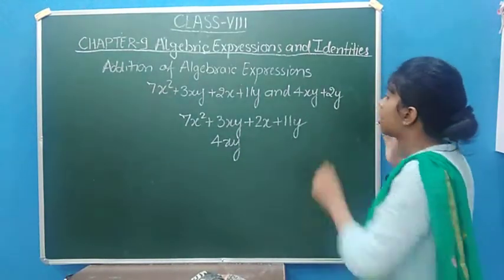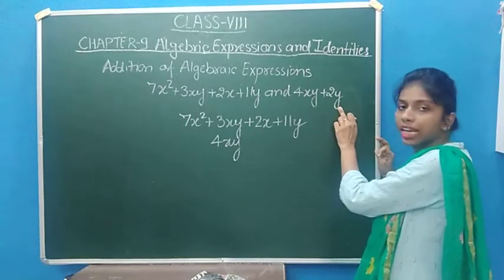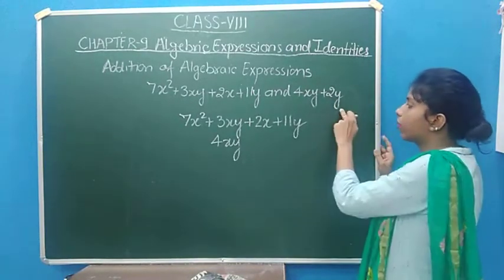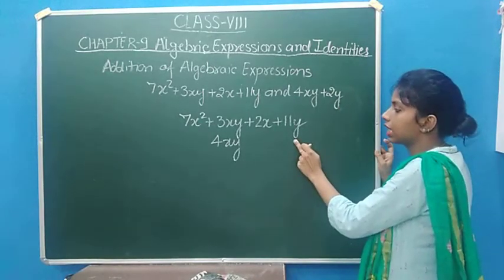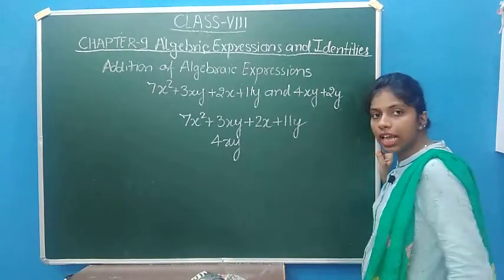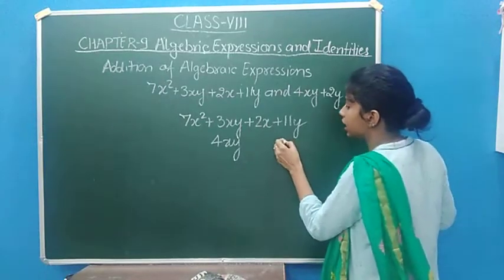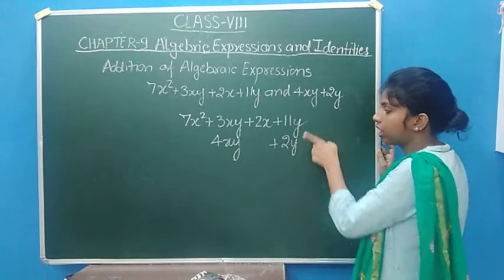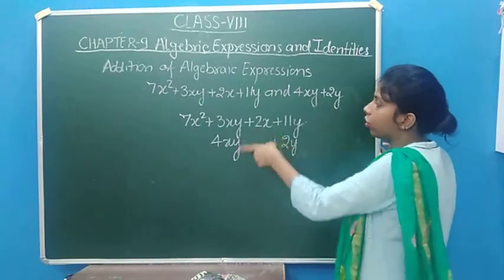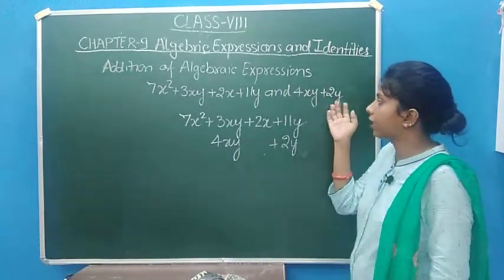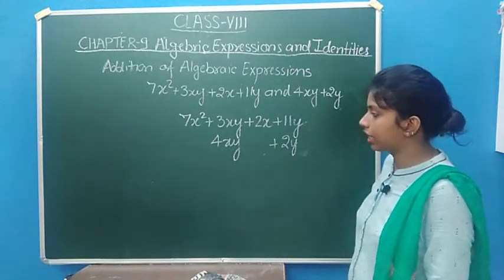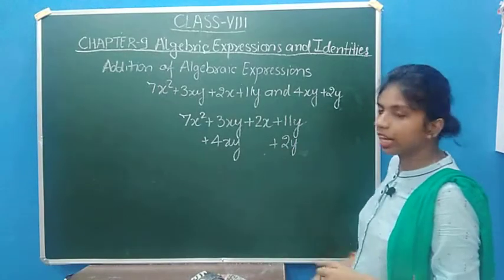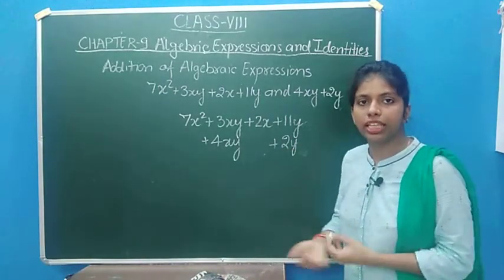Now the second term of the second expression is 2y. So here we have variable y. So 11y and 2y are the like terms. So I have to write this here with this, so that like terms are with each other. Okay, only these two terms are in the second expression, so we already arranged them. Other places are vacant, we can write 0 or nothing, it doesn't matter.